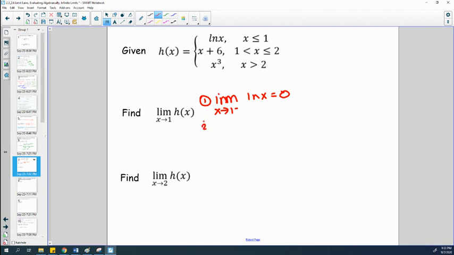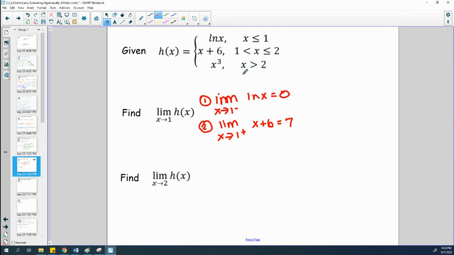So now I'm going to take it from the other side as well. The limit as x approaches 1 from the right. Now from the right side, I'm going to use this function here, the x plus 6, because it's when x is greater than 1. So I plug in 1, and I get 7. Even though x is greater than 2 here, I don't want to use that function because I want to be coming from the left and to the right of 1.